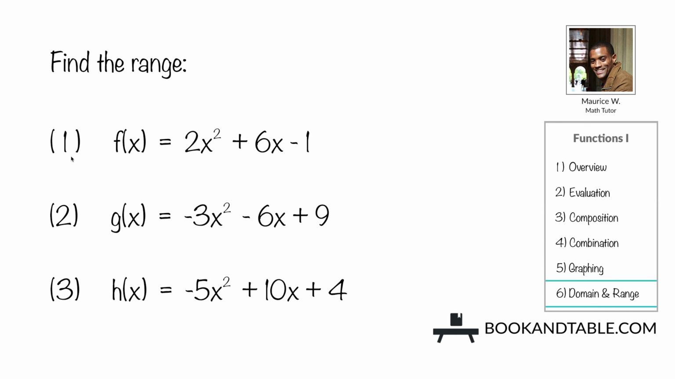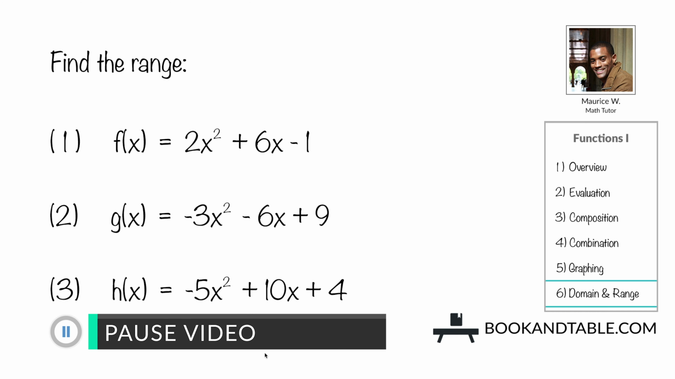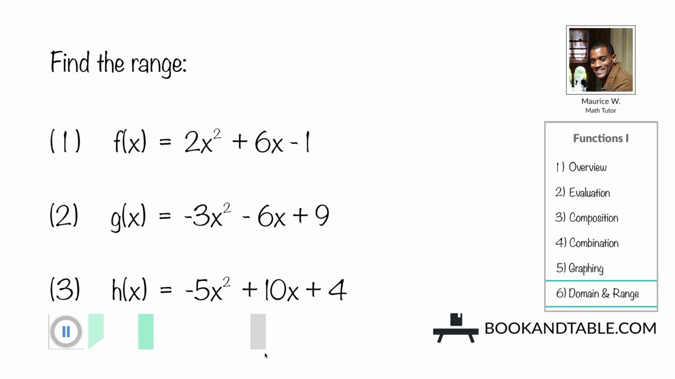Question number 1. Find the range of f of x, which is equal to 2x squared plus 6x minus 1. Question number 2. Find the range of g of x, which is equal to negative 3x squared minus 6x plus 9. In question number 3, find the range of h of x, which is equal to negative 5x squared plus 10x plus 4. Pause the video, answer these questions, and then press play when you are ready to begin.